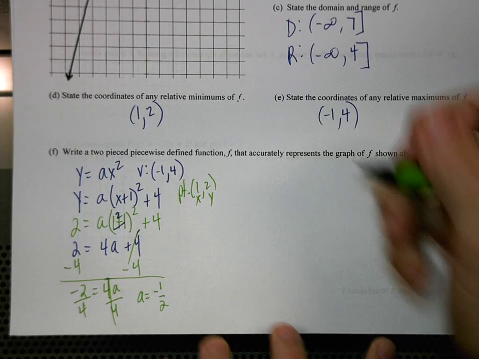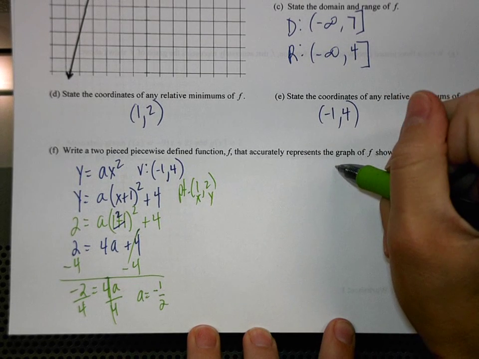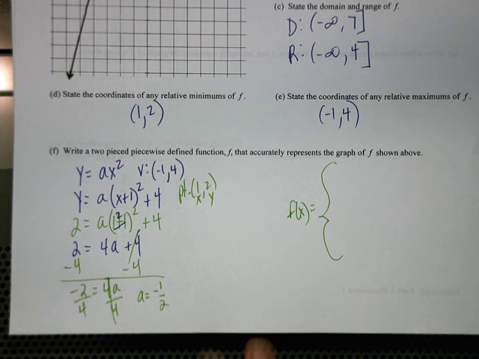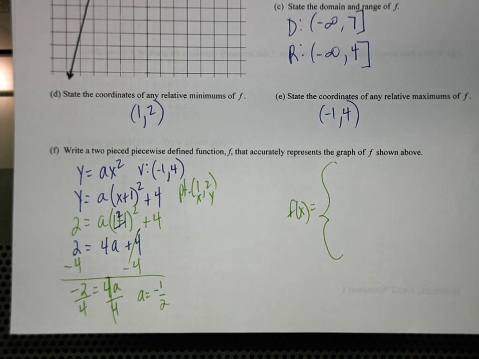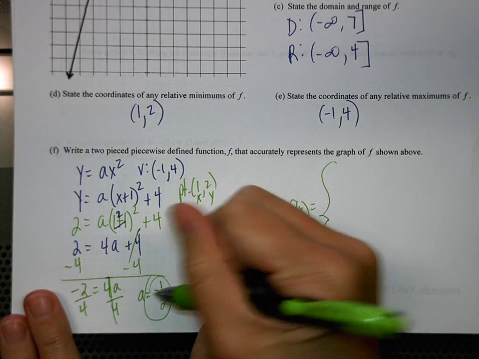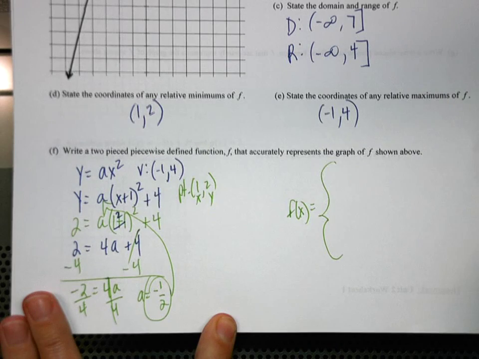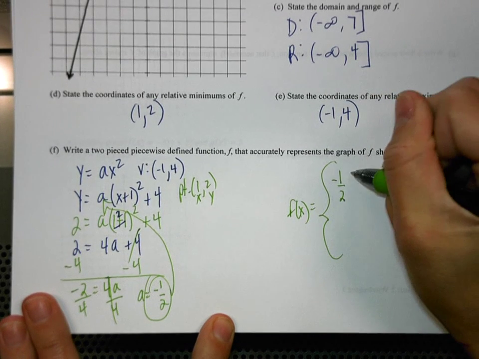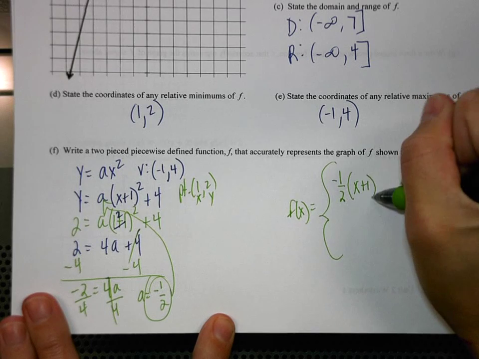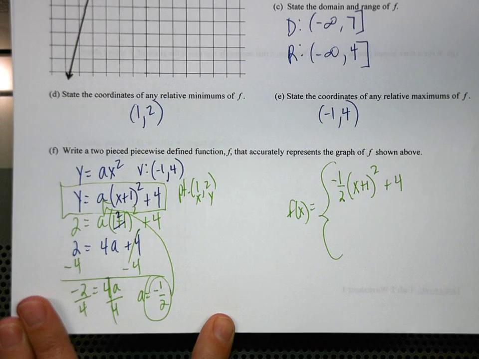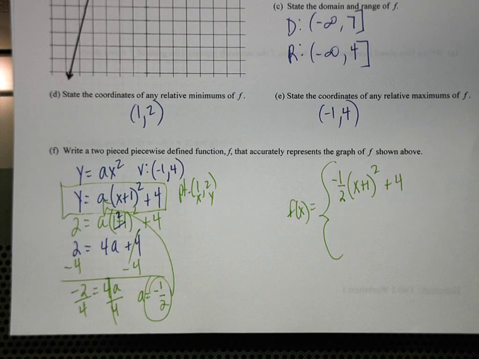So we're going to go over here, and we're going to write our piecewise function. Okay, and so we do that as f of x equals, and then we have our brace. So for our parabola, my equation is, we're going to take this negative 1/2 and plug it in for a. So we'd write that as negative 1/2 parenthesis x plus 1 squared plus 4. So I just have this equation that I already wrote, but I'm just substituting in the negative 1/2 for a.